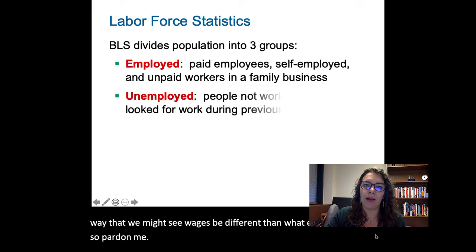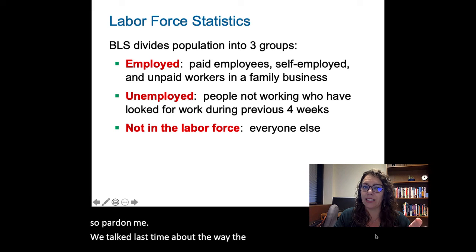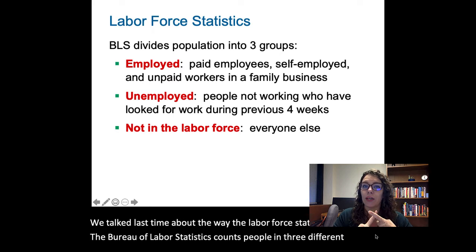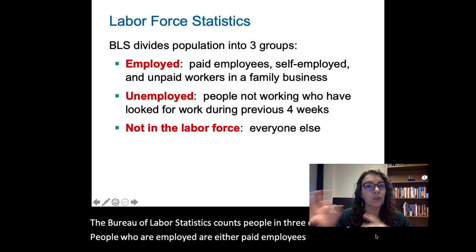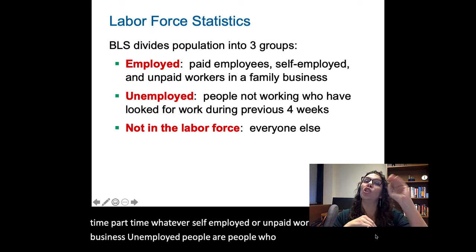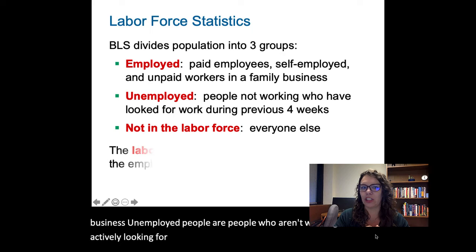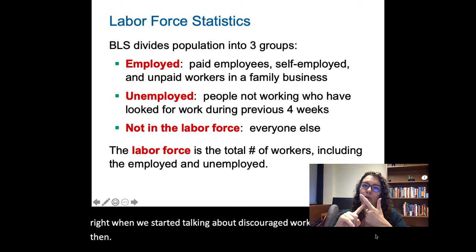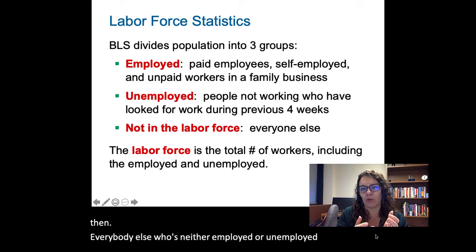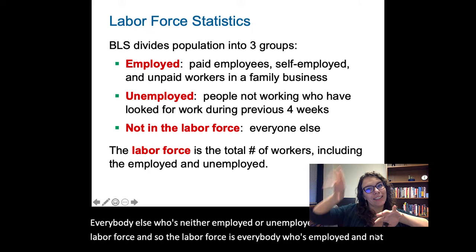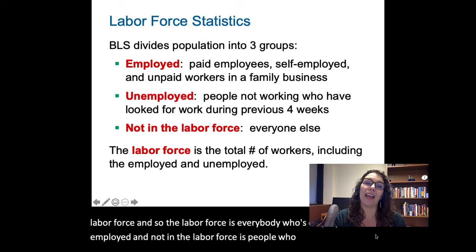We talked last time about the way labor force statistics are collected. The Bureau of Labor Statistics counts people in three different groups. People who are employed are either paid employees with a job, full-time, part-time, whatever, self-employed, or unpaid workers in a family business. Unemployed people are people who aren't working but are actively looking for work. And that's an important distinction, right, when we started talking about discouraged workers last time. And then everybody else who's neither employed nor unemployed is not in the labor force. The labor force is everybody who's employed and unemployed, and not in the labor force is people who aren't looking for work and don't have a job.